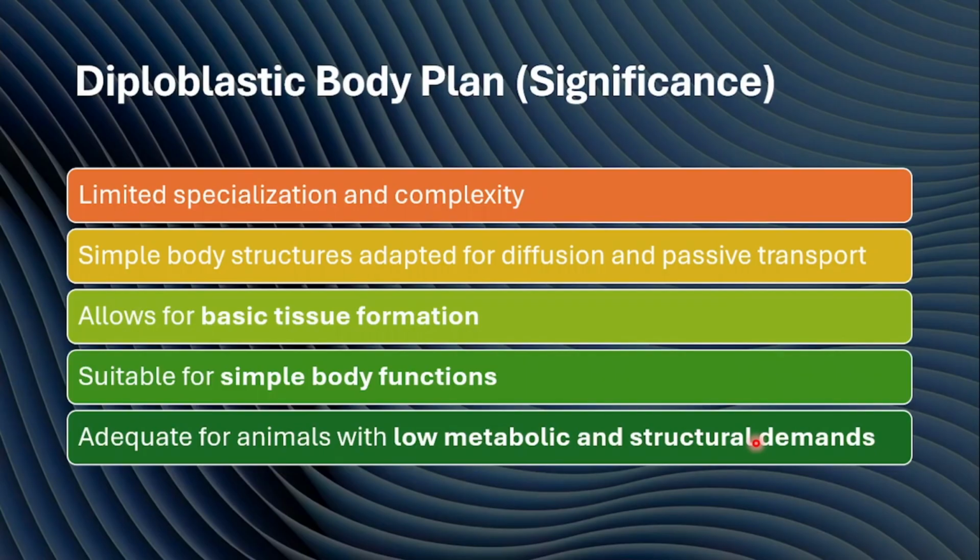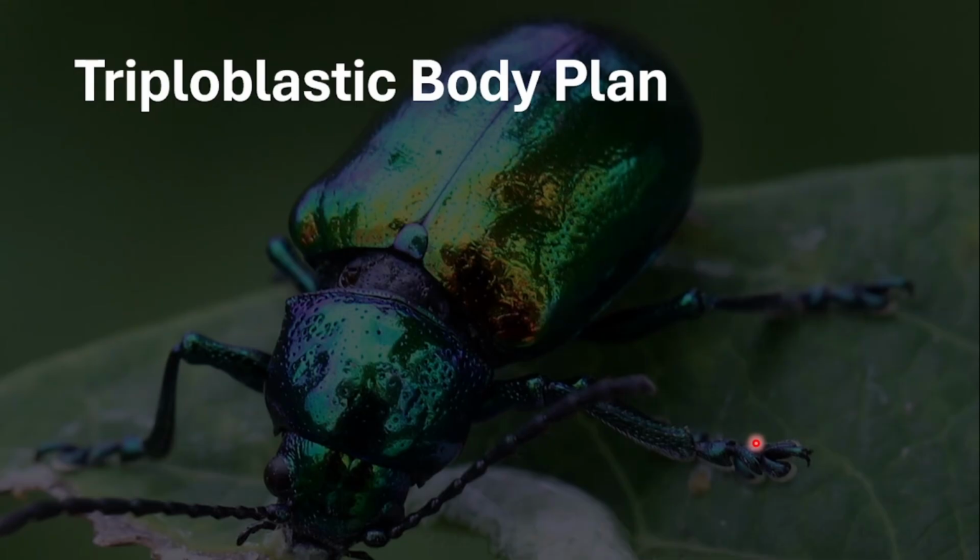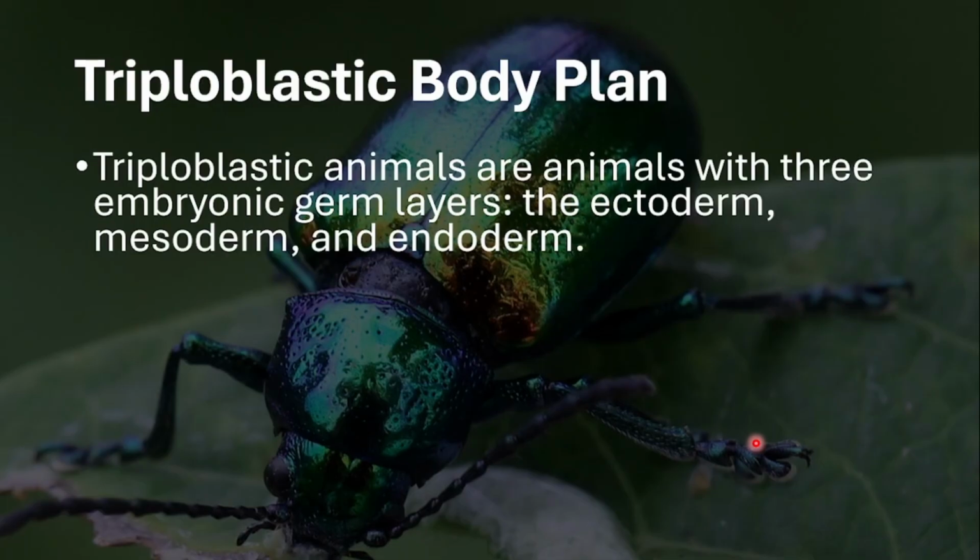So diploblastic, we're talking about simple body structures. We're limiting our specialization and complexity. We're talking about basic tissue formation. So think about diploblastic as the basic version and the triploblastic as the more advanced version. All right. So let's talk about the triploblastic body plan. This is the advanced version.